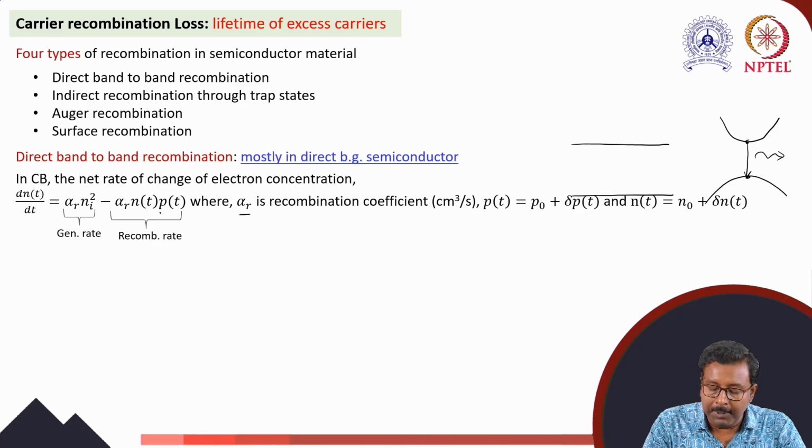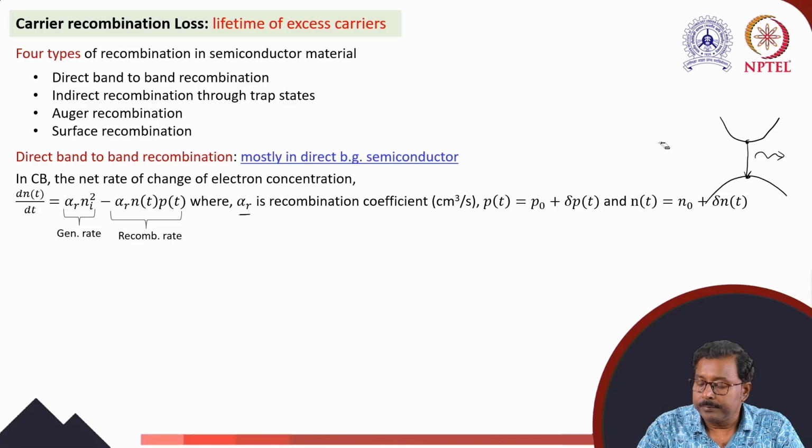Here you should remember that at any time t, say p(t) will be p0 plus delta p(t), and n(t) also will be n0 plus delta n(t). n0 is the equilibrium value, p0 also is the equilibrium value, and after generation due to optical incidence, delta p amount of excess holes are generated, delta n amount of excess electrons are generated, and they are equal because electron-hole pairs are generated in the form of pairs.